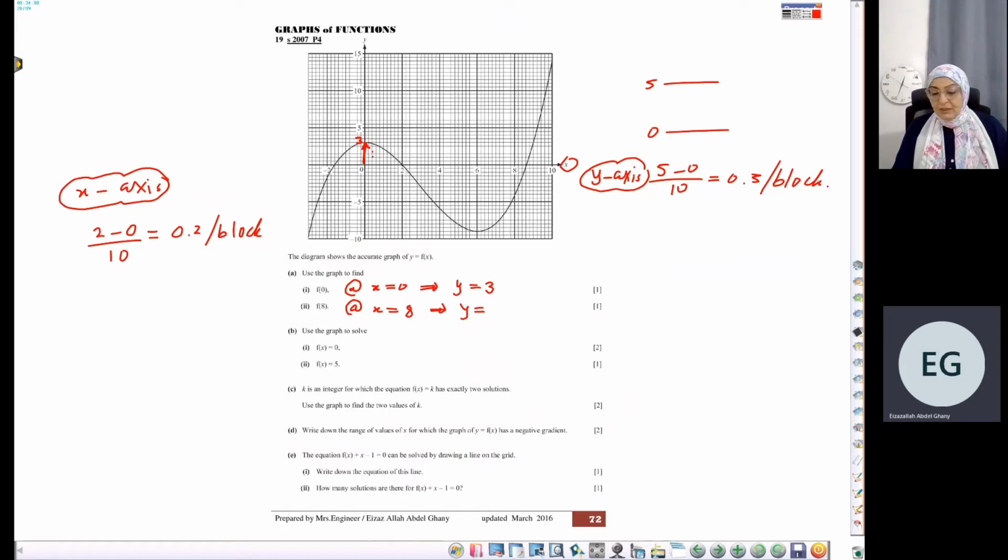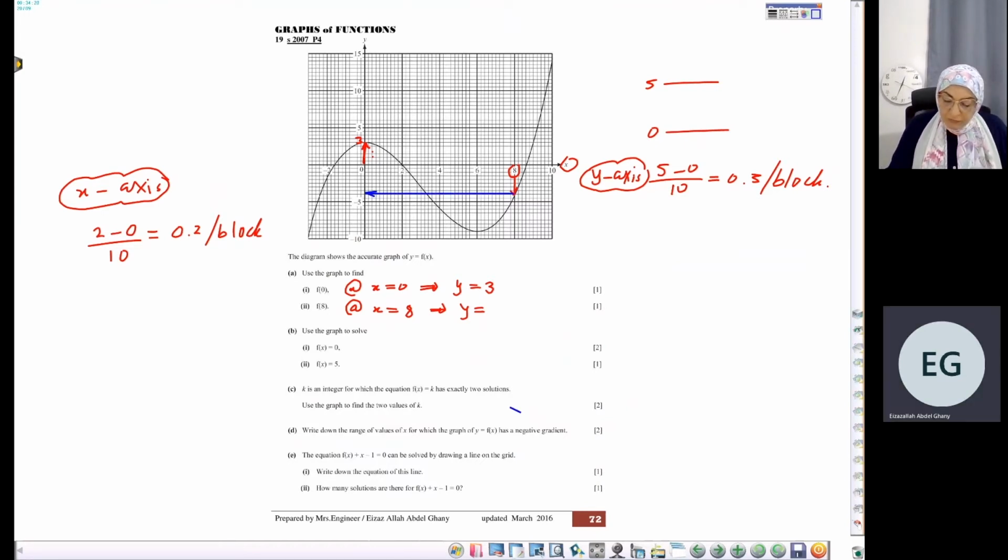If you didn't understand this one, let's go to f of 8. F of 8, the number between the brackets is x. So at x equals 8, go and read y. Where is x equals 8? Here is x equals 8. You hit the curve and go read y on the y-axis.